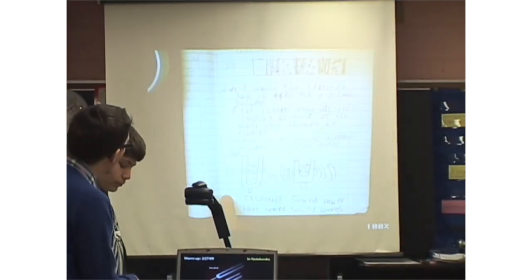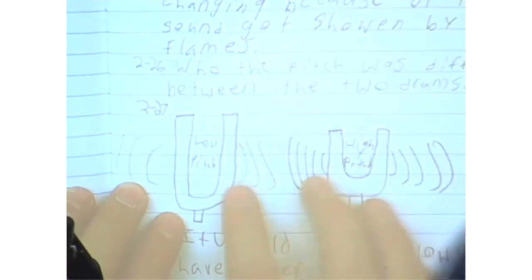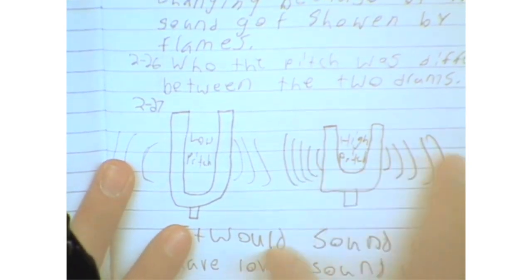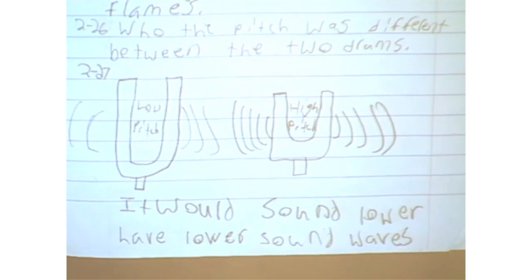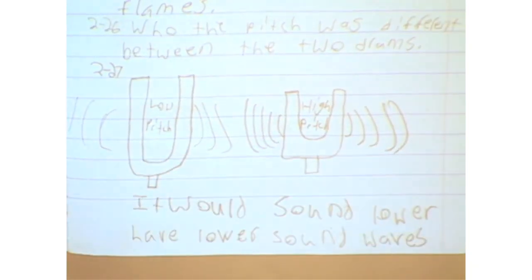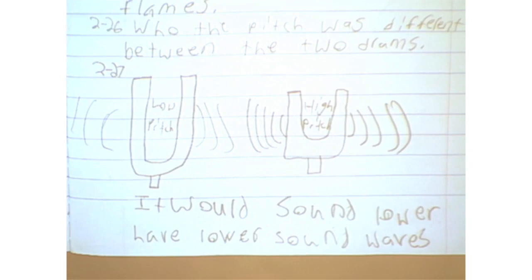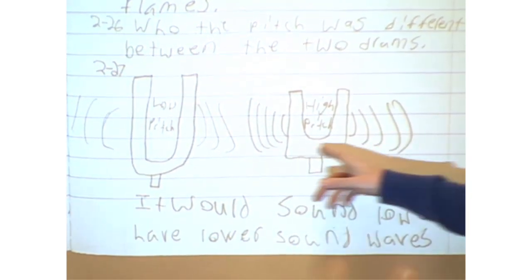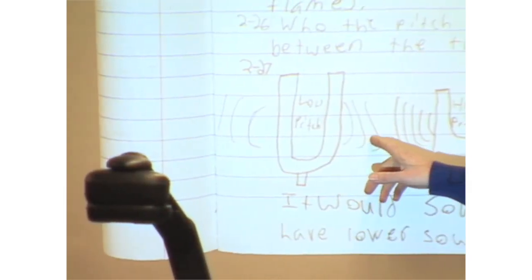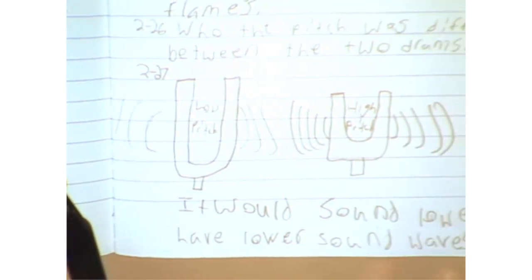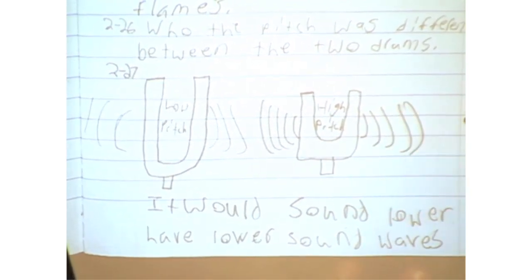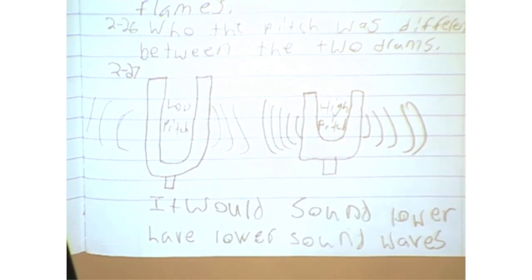I drew the big one, and then I drew some small sound waves by it, and then I drew the high pitch one, the smaller one. I drew some more sound waves by it because it would be louder, and then the lower one, this one would be a lower pitch because it would have lower sound waves. Okay. So you're showing these, it looks like closer together, and these ones further apart. Okay. So if we talk about high pitch versus low pitch, we'll see a difference in the spacing of the compressions.